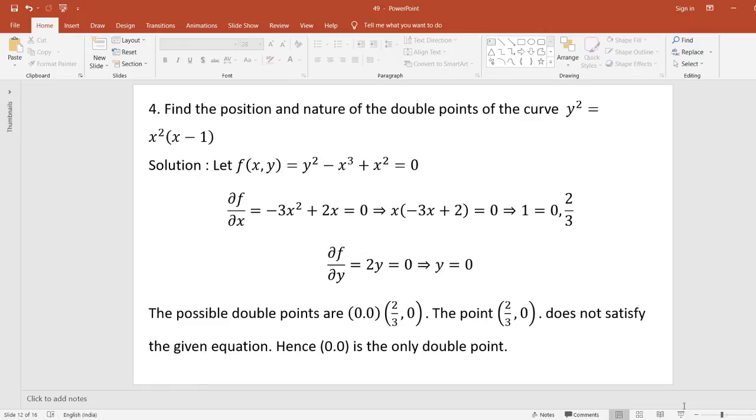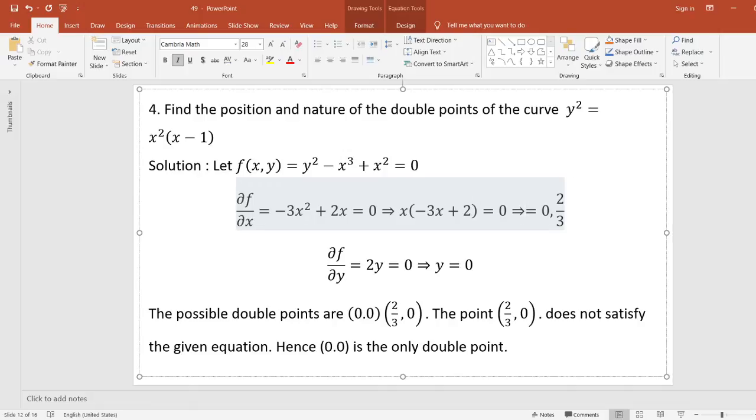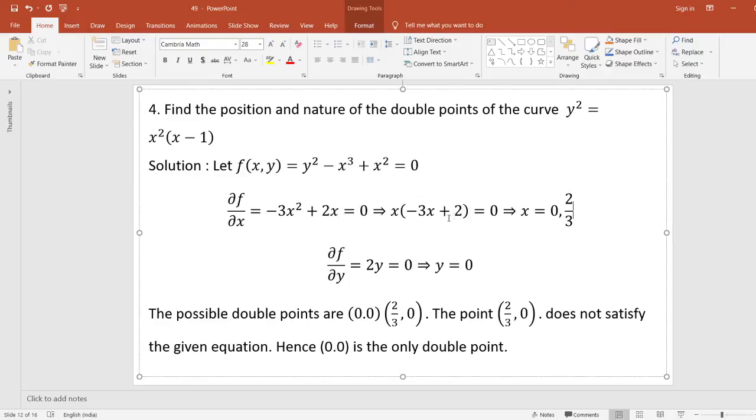So ∂f/∂x, the partial differentiation of f with respect to x, what we have? y² differentiation is 0, −3x² + 2x = 0. Then equate this to 0, right? Taking x as common, x(−3x + 2) = 0. So this implies x = 0 or −3x + 2 = 0, so x = −2/−3, which means 2/3.